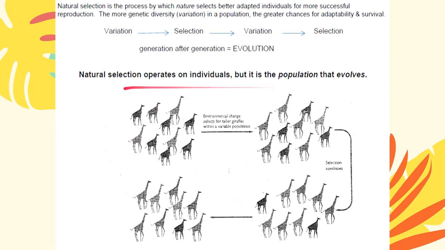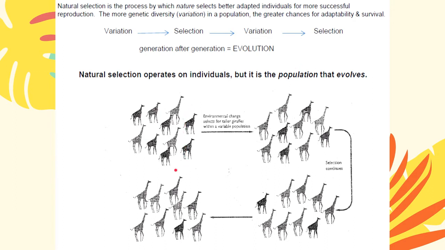Another thing I want to emphasize, which has already been mentioned in the modern synthesis: natural selection operates on individuals. Those who will survive or who will not survive, that operates on individuals, but it is the population that evolves. This selection and variation, over successive generations, must happen within the population in order for us to conclude that they have already evolved. If it only happens in an individual, that's not evolution yet. It has to be the entire population that will evolve.